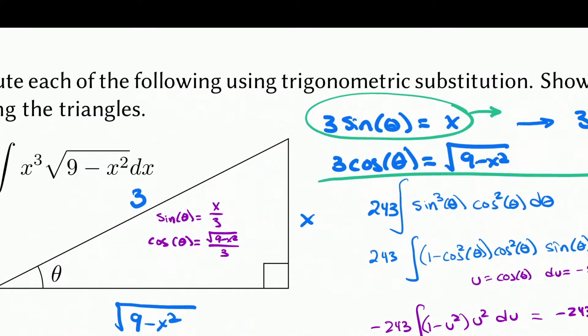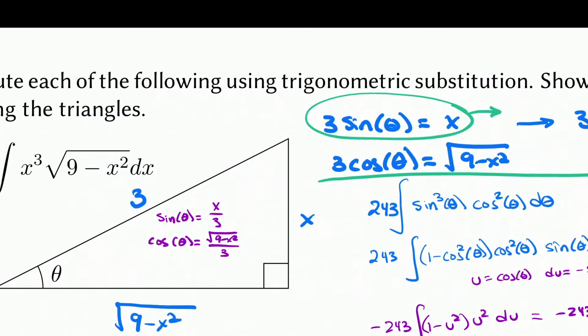And then this thing, the radical, turned into 3 cosine of theta. That's where one of these 2 cosines came from. And then the dx is off the screen, but that became 3 cosine of theta as well, and that's where the other cosine came from. So in terms of the sines and the cosines, that's where they came from.